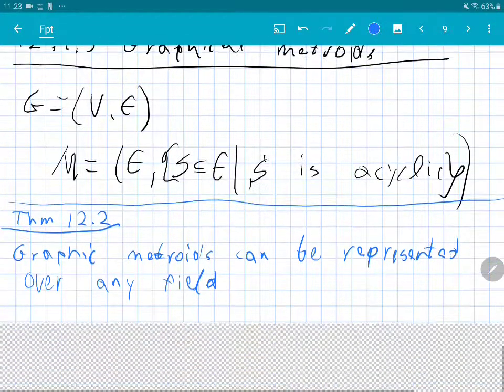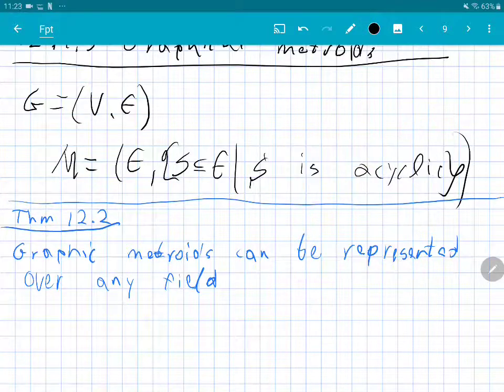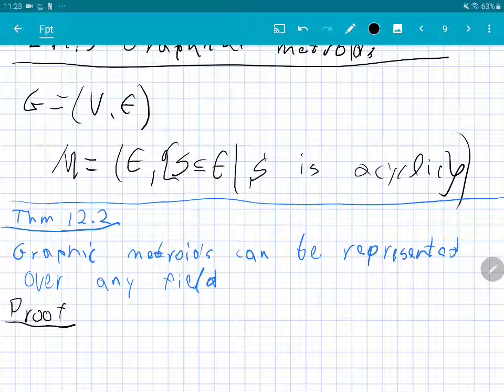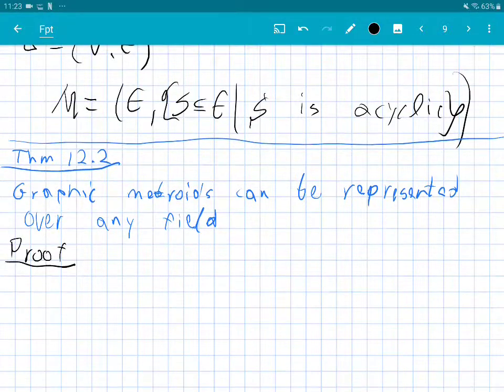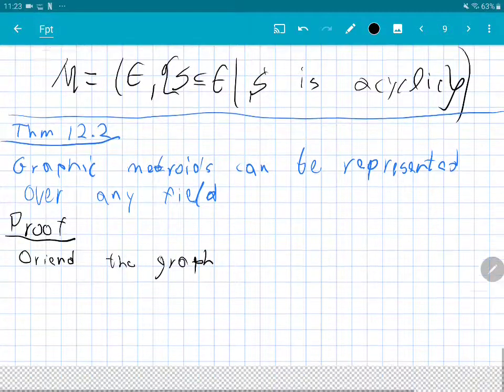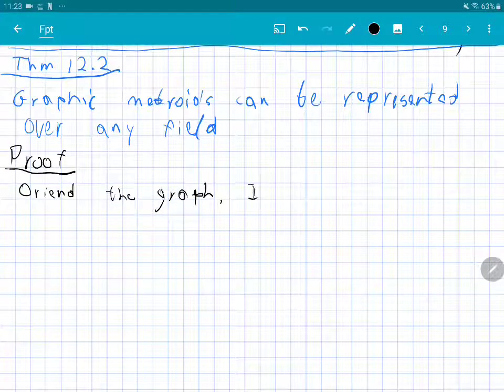Right. So this just says that there is a way to write this matroid as a linear matroid over a matrix. The trick is very simple. First, we're going to orient the graph. And now write down the incidence matrix.